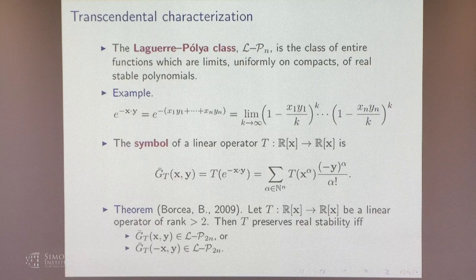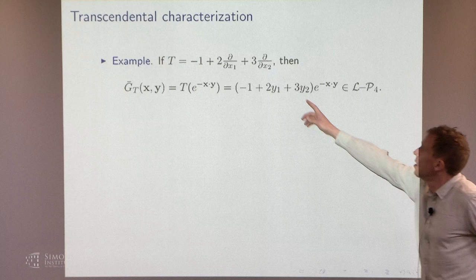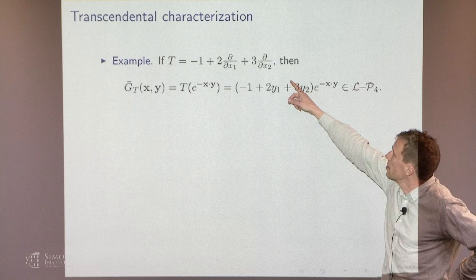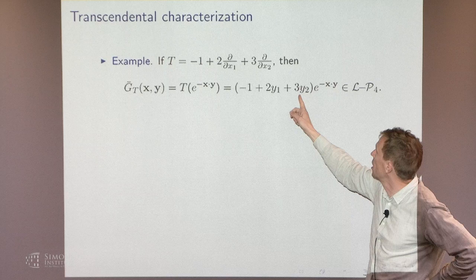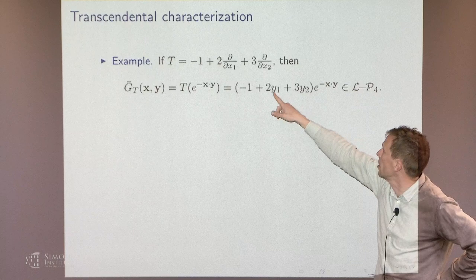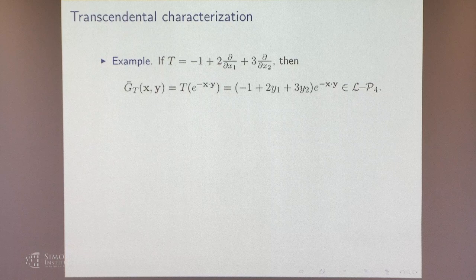So again, an example then: if we take this operator that is easily seen to preserve stability, at least by this theorem, and we form the symbol, then these y's jump down, and this is in the Laguerre-Pólya class, and this is stable, so the product of these two must be in the Laguerre-Pólya class again, so this must preserve stability.